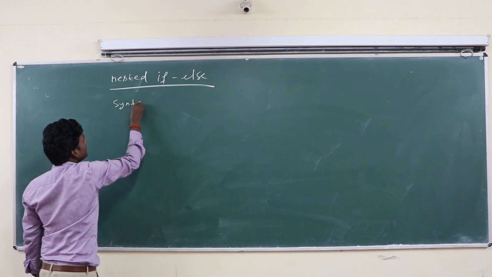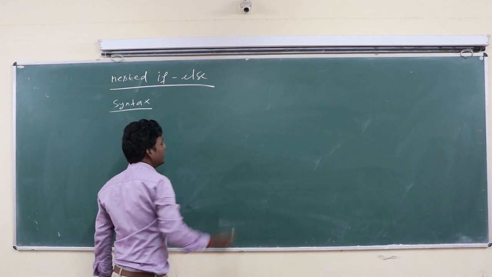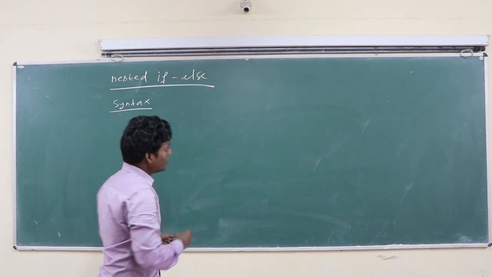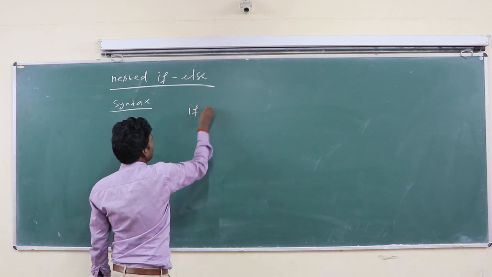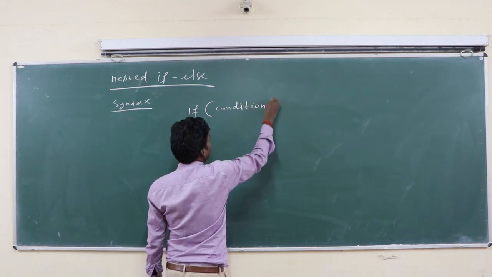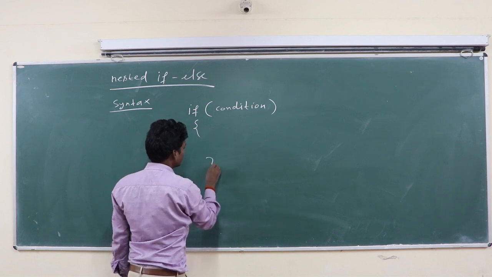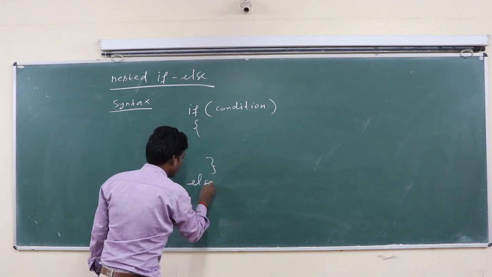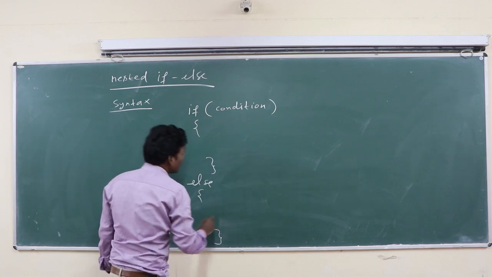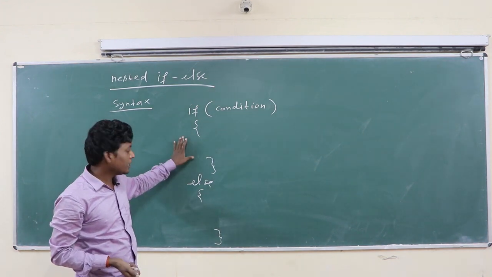Syntax. In nested if else, many if and else statements are within another. Example: if condition, else condition. Class, this is the simple if and else. This is not nested if and else.